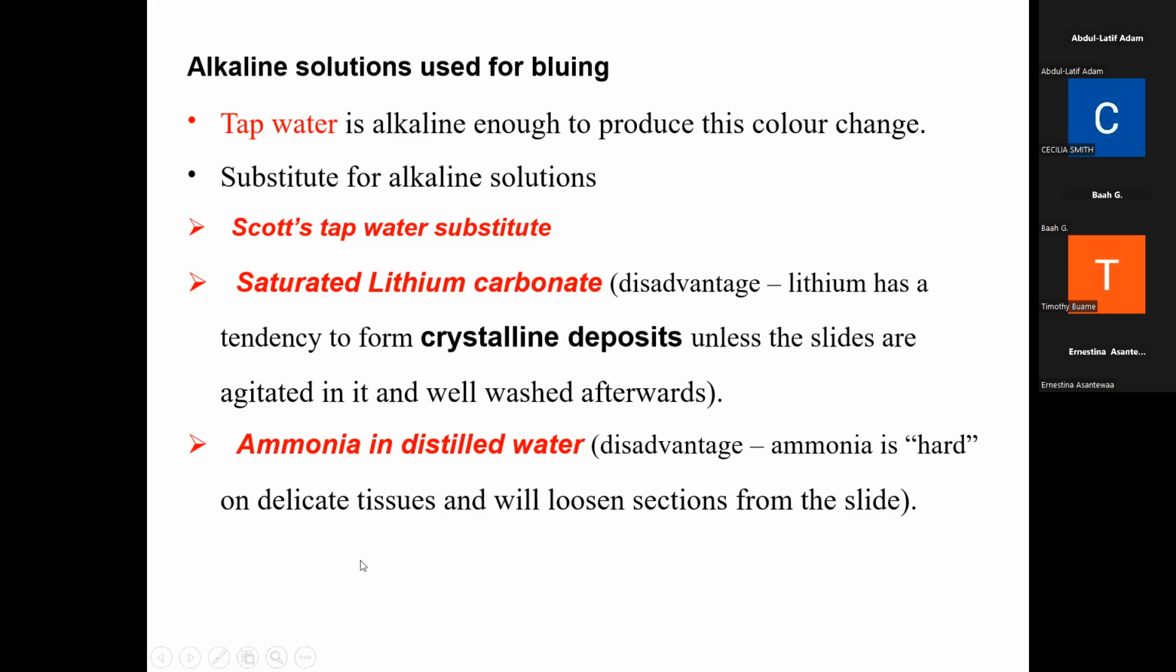So apart from the tap water, which can be used, there are other substitutes which can also be used as a bluing agent. Okay, so you have Scott's tap water, you have lithium carbonate or saturated lithium carbonate, and then you have ammonia water. Ammonia water or ammonia in distilled water is the same thing. Lithium carbonate or saturated lithium carbonate is the same. Any of these can be used for bluing.